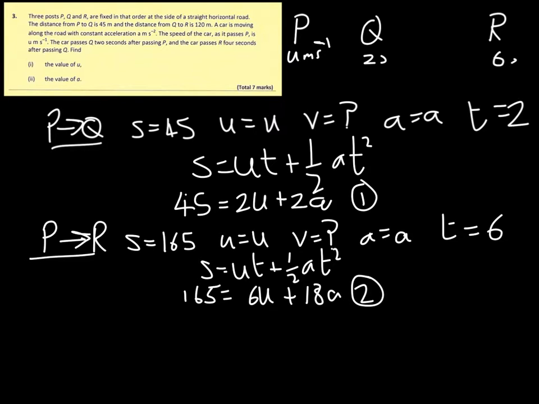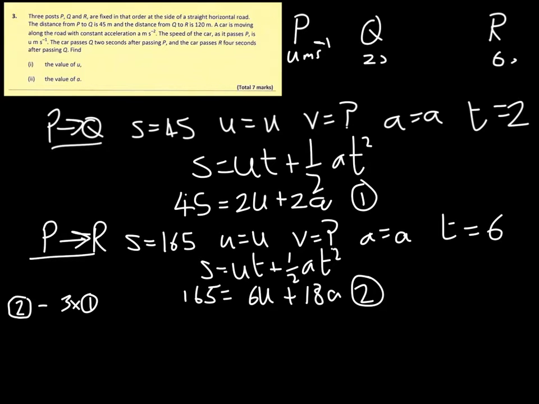So I've got two equations, two unknowns. Using a bit of your C1, your GCSE knowledge, I am going to obviously tell the examiner what I'm about to do. I'm going to do equation 2 take away 3 times equation 1.